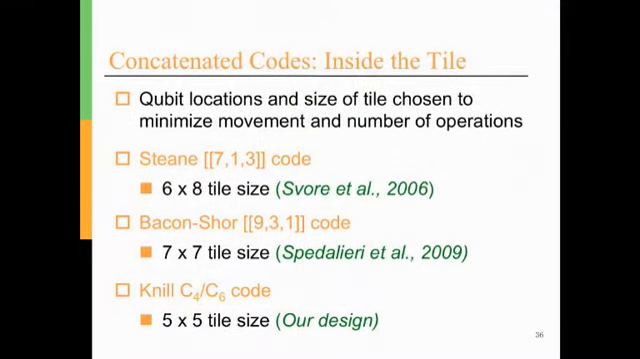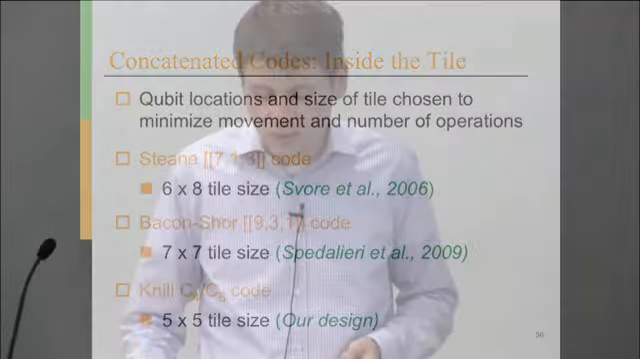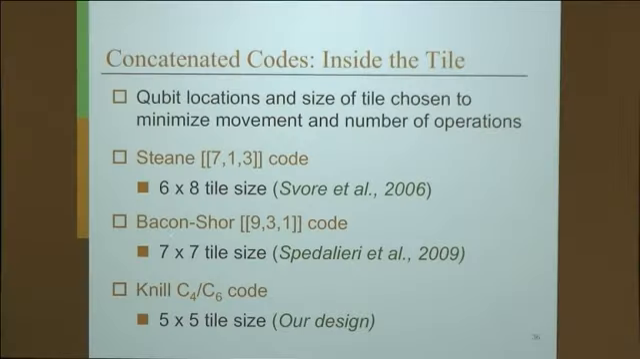So what is going on inside of the tile during computation? Well, the size of the tile depends on the code. There is existing literature that shows us the optimal location of the qubits inside of the tile and the sequence of operations we need to do to perform error correction as well as all other logical operations. So existing literature tells us what to do for Steane and Bacon-Shor code. But for the C4-C6 code, we had to come up with our own tile design.